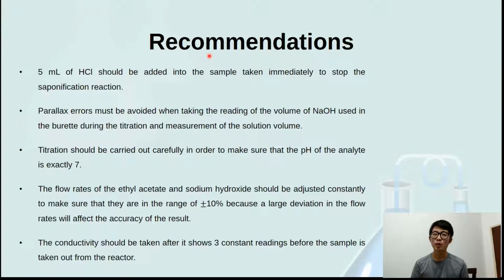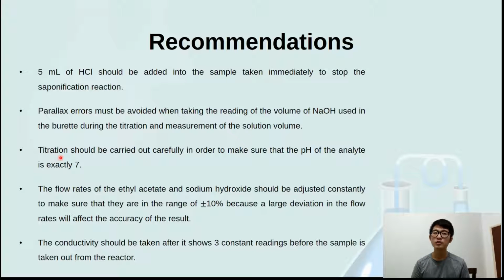To improve the accuracy of the result, there are some recommendations. First, 5 ml of HCl should be added into the sample taken immediately to stop the saponification reaction. Secondly, parallax errors must be avoided when taking the reading of the volume of NaOH used in the burette during the titration and measurement of solution volume.